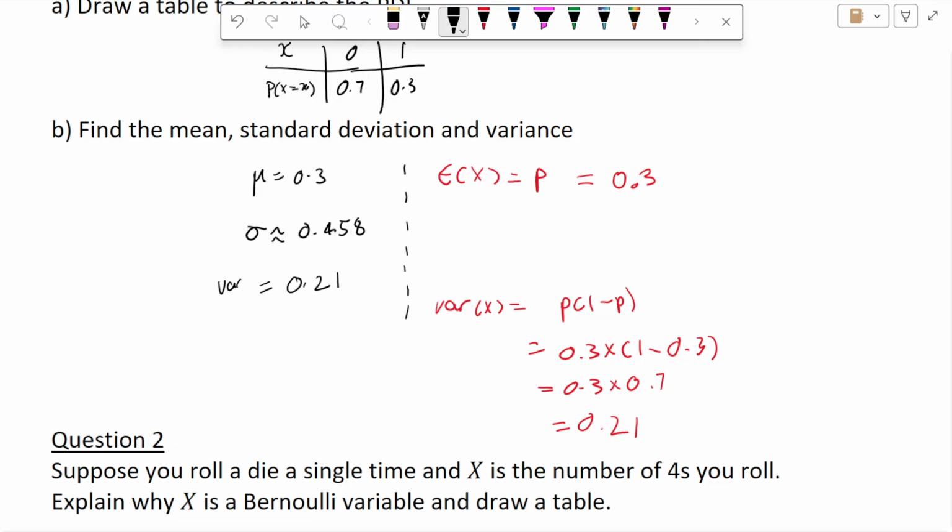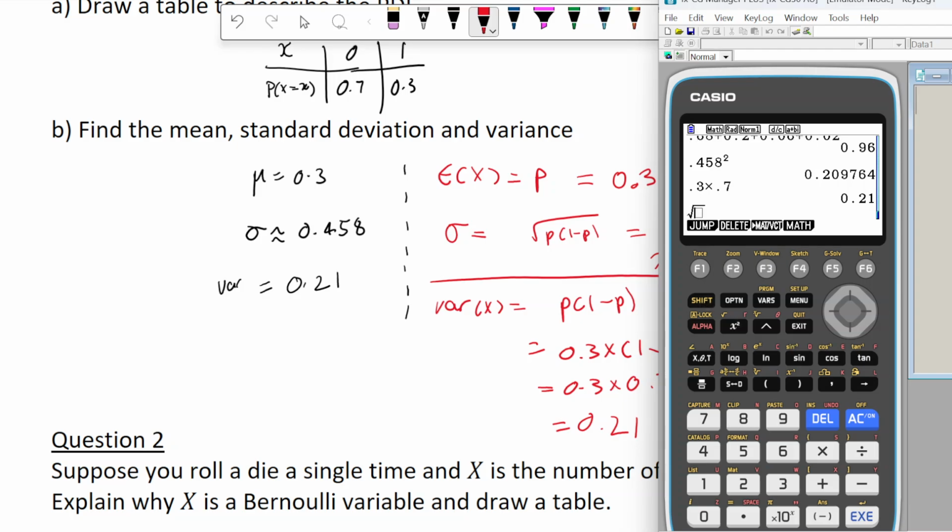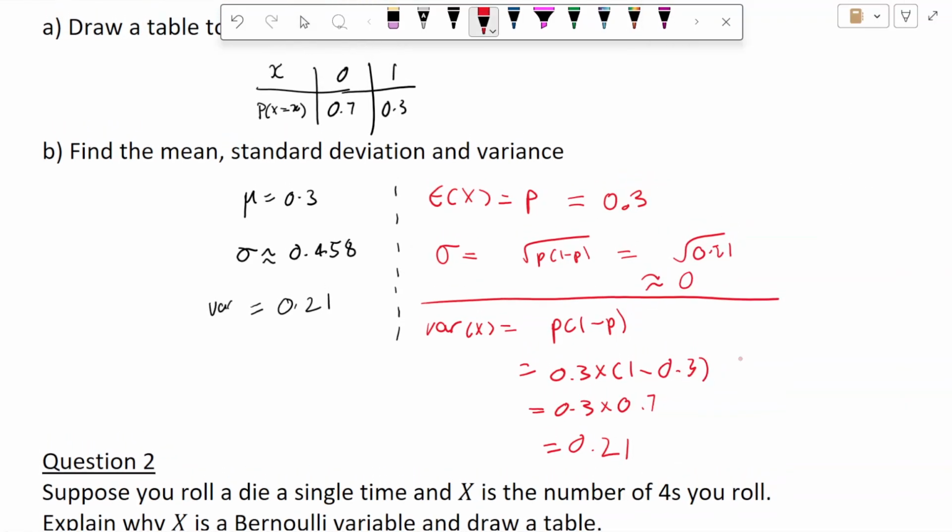Now the standard deviation is going to be the square root of that. So this is a root of P 1 take P, which is root of 0.21, which roughly equals, and let's just work that out. So if we go square root of that answer that we just got, we're going to get 0.458, which is what we thought before.